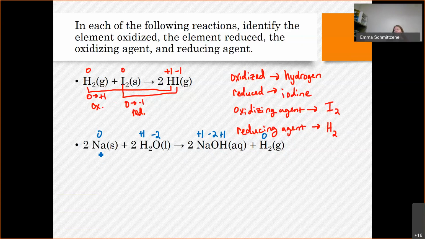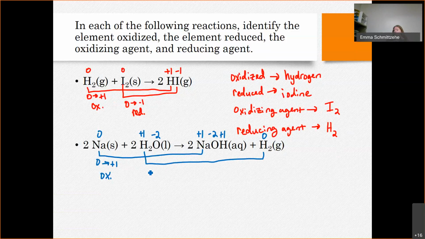And so then I look for any changes. So sodium starts at 0 and it goes to +1, okay? So I have 0 to +1 for my oxidation states. So it increases, so that is my oxidation, okay? And then I have hydrogen. It starts at +1. If you go over to NaOH, it stays +1, so that's not a change. But if you go over to the H2, then it goes from +1 to 0, okay? And so in that case, that is a reduction.